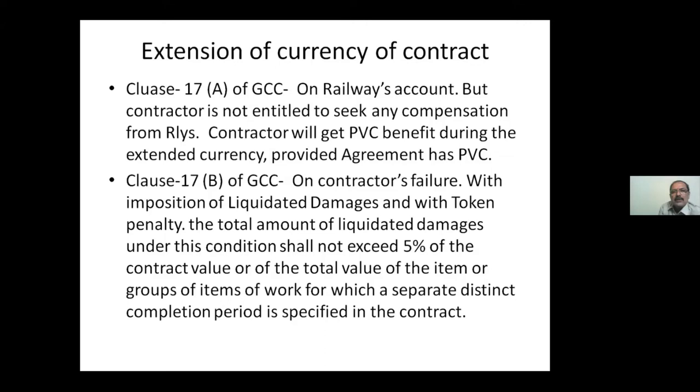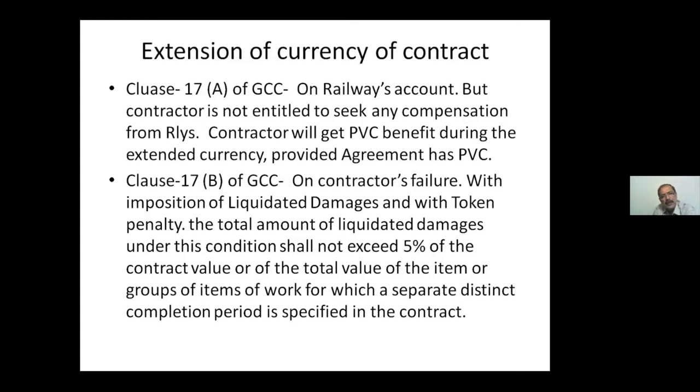When PVC, price variation clause, applies in case the tender value is more than 5 crores. Suppose this particular agreement is less than 5 crores, that also you will not get. That means up to 5 crores, you will not get anything except this original agreement rate. No compensation, no loss for claim, nothing.